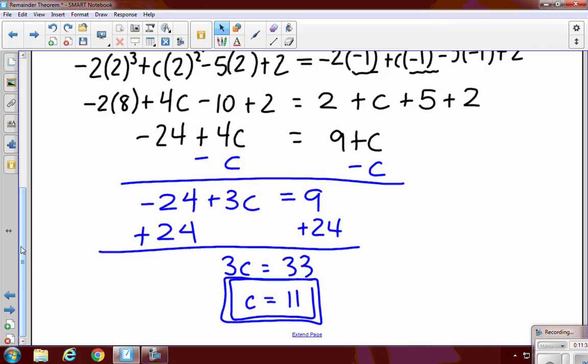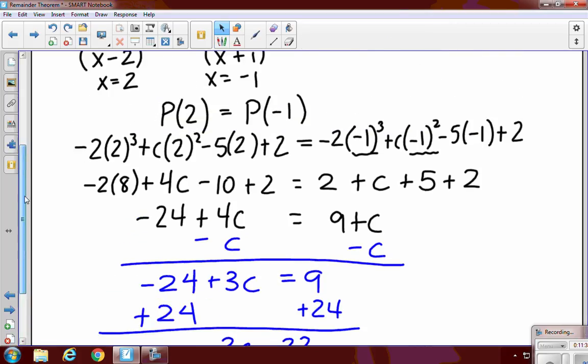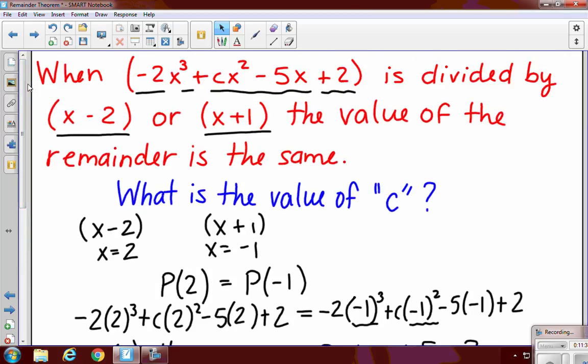So all that's telling me is back in that original question, if this c right here was an 11, if I divided it by x minus 2 or x plus 1, I'd get the exact same remainder. So that's using the remainder theorem, just basically taking a value from the divisor, evaluating the original polynomial at it, and we could then determine what our remainder is without actually having to divide.